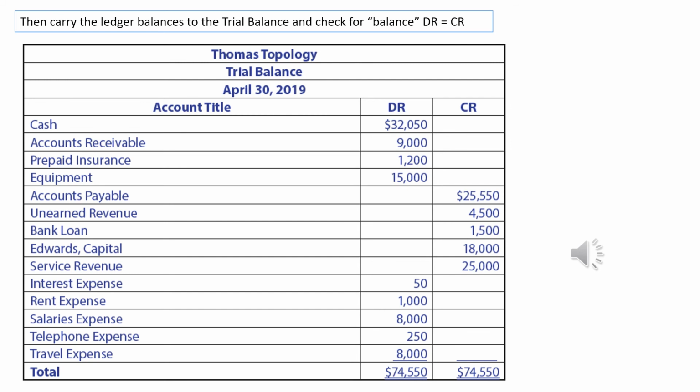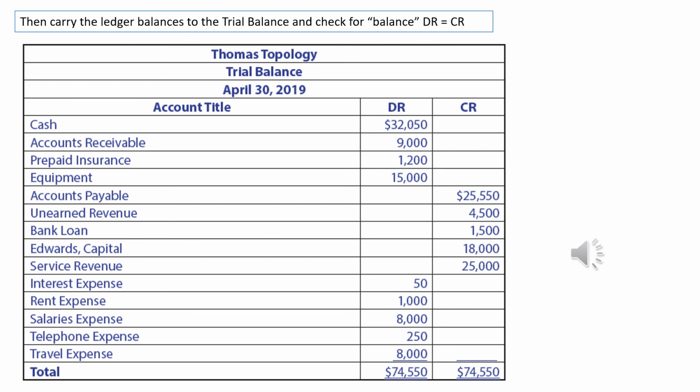The last step in this exercise is to carry forward those ledger balances to the trial balance and check for the balance, debit equals credit. In this case, we've actually been given the order per chart of accounts, where assets come first, then liabilities, equity, followed by revenue and expenses. So we've listed them here as per the trial balance in the ledger accounts, the cash balance, bringing that forward from $32,050, accounts receivable 9,000, etc. We would then, once we've included all of the accounts in our trial balance, total the debit column, total the credit column, and hope that you're in balance at this point. $74,550 on each side in this situation.